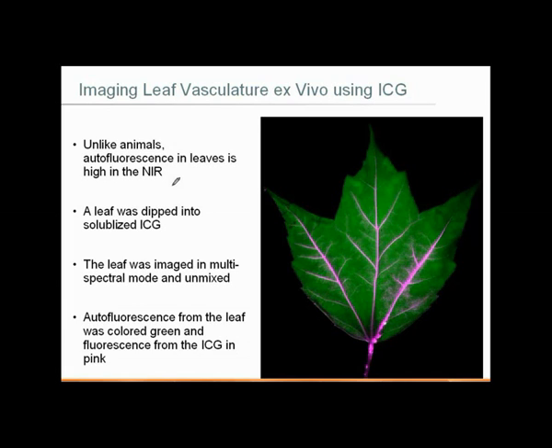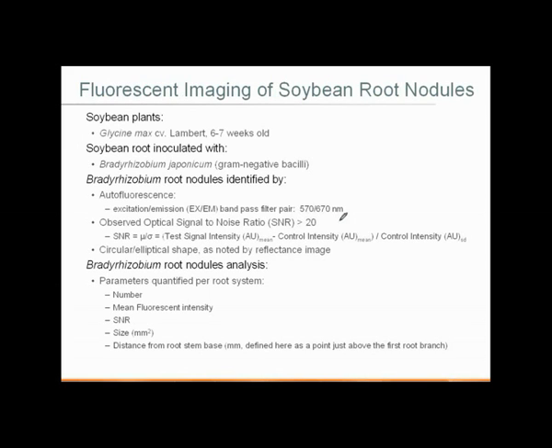In this case, they utilized indocyanine green, which is a very inexpensive, commercially available near-infrared fluorophore that can be solubilized in water. The leaf was then dipped into the solubilized ICG, and then through diffusion, traffics up through the leaf vasculature. The image was then spectrally unmixed, and you're able to quite nicely separate out the leaf vasculature in red or pink from the autofluorescence, or fluorescence coming from chlorophyll, in green. And I'll go much deeper into this later in my section on multispectral imaging.